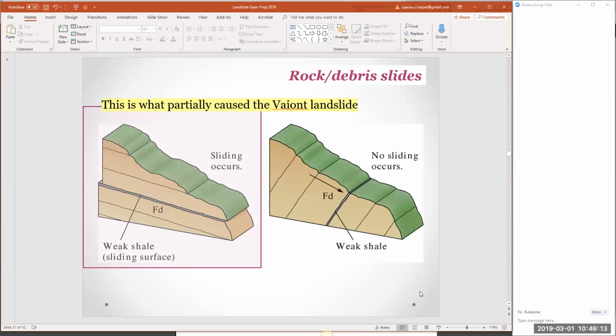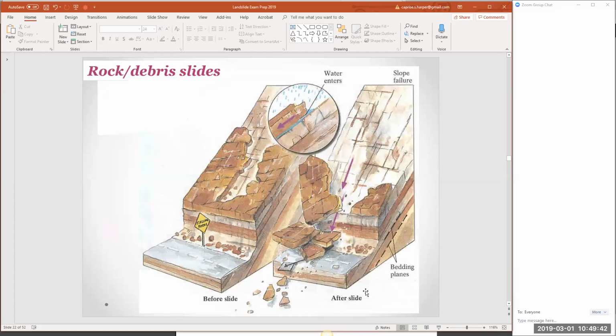In your case studies, you'll learn about one in Italy. The Vajont landslide happened in the most beautiful area. You'll enjoy seeing the pictures of this. But this is partially what caused that landslide, that it slipped along a plane just like this. So the Vajont landslide is a debris slide, would be its type of mass wasting.